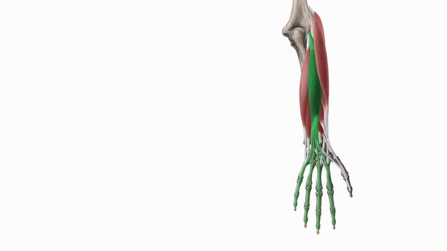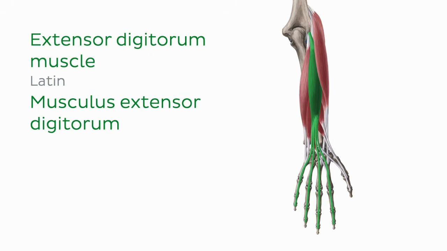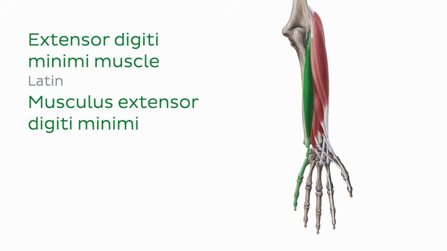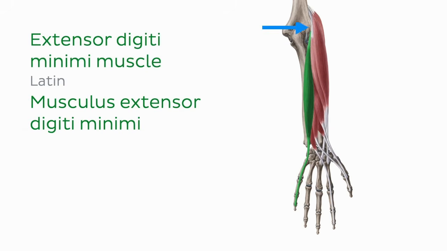At the mid-portion of the posterior forearm, just medial to the extensor carpi radialis longus, we find the extensor digitorum muscle. This muscle is similar to the flexor digitorum muscles of the anterior forearm. It lies centrally, but instead of inserting onto the palmar surface of the hand, it travels on the back or dorsal surface to insert onto the digits. Just medial to the extensor digitorum muscle is the extensor digiti minimi muscle. This muscle travels right down to the little finger.